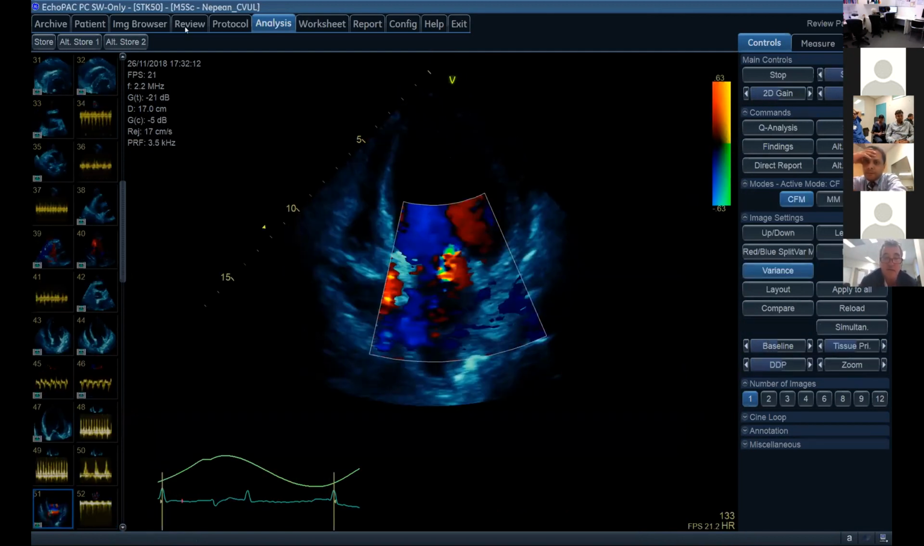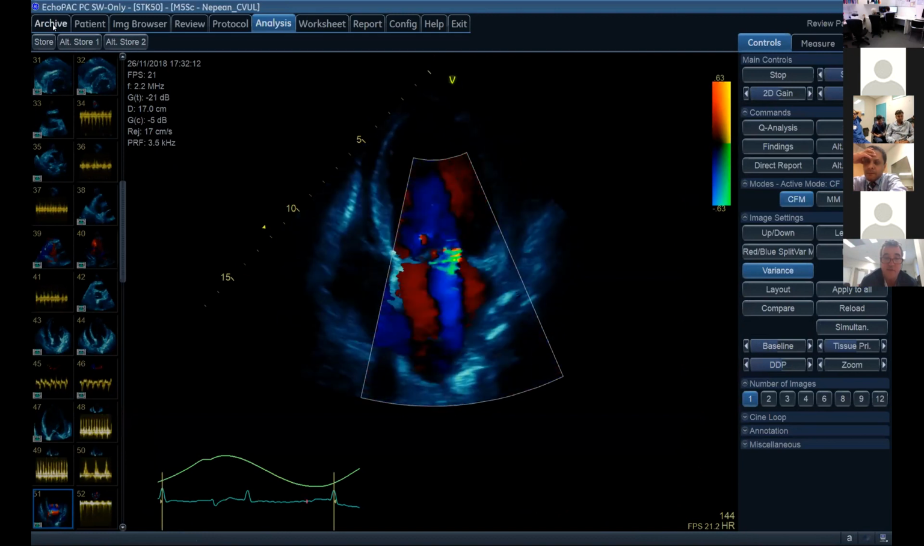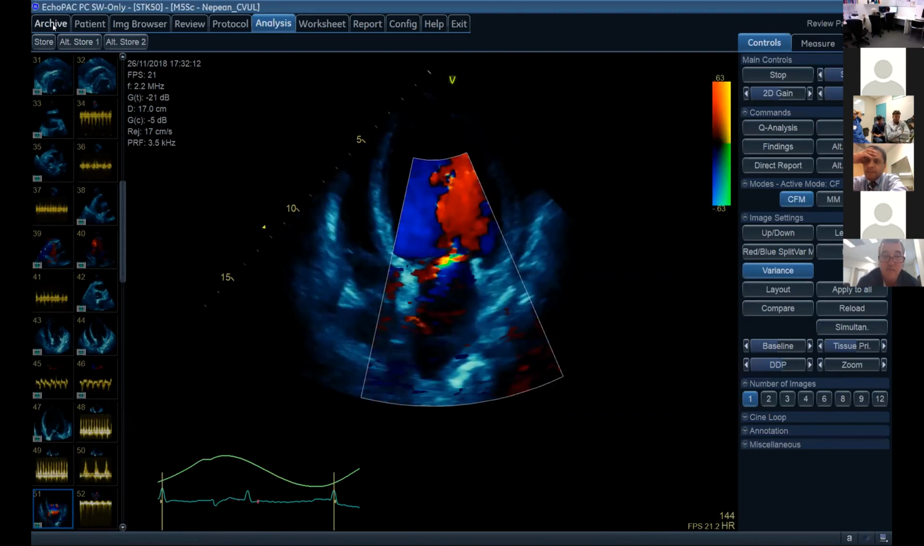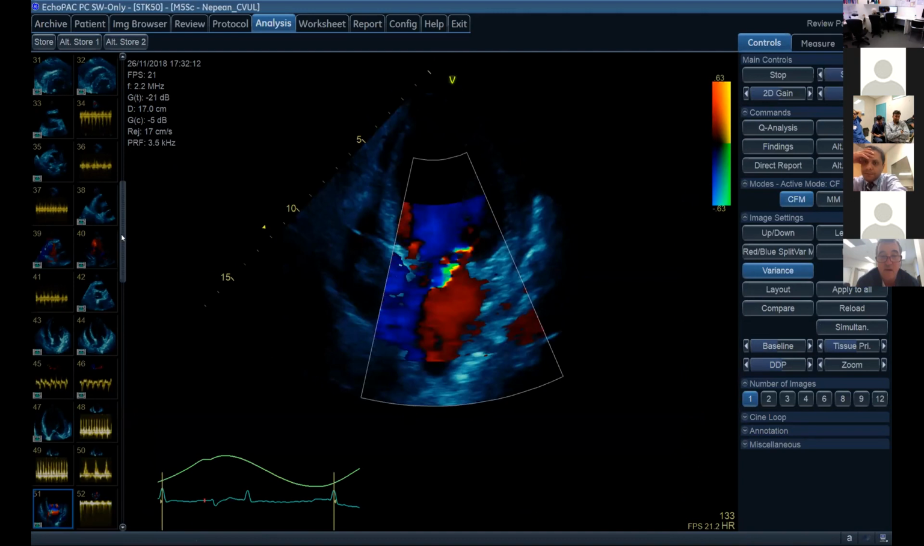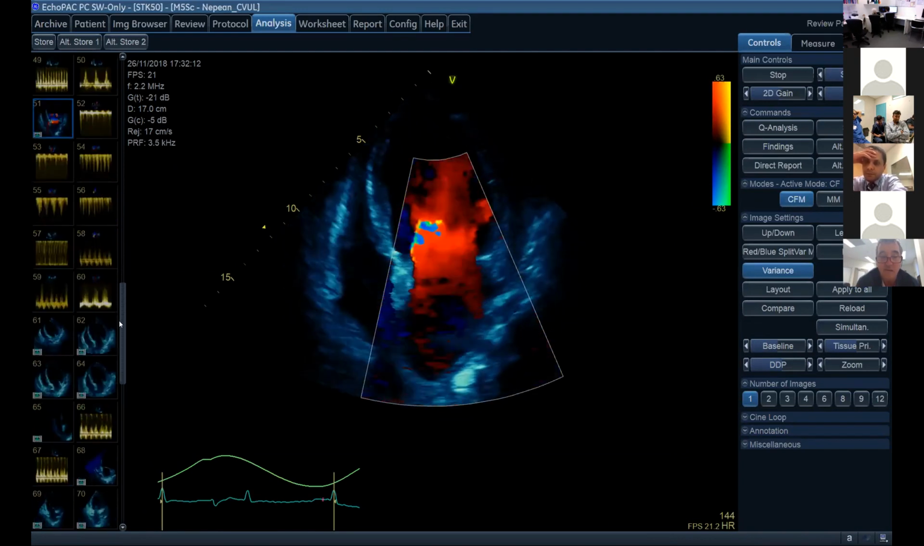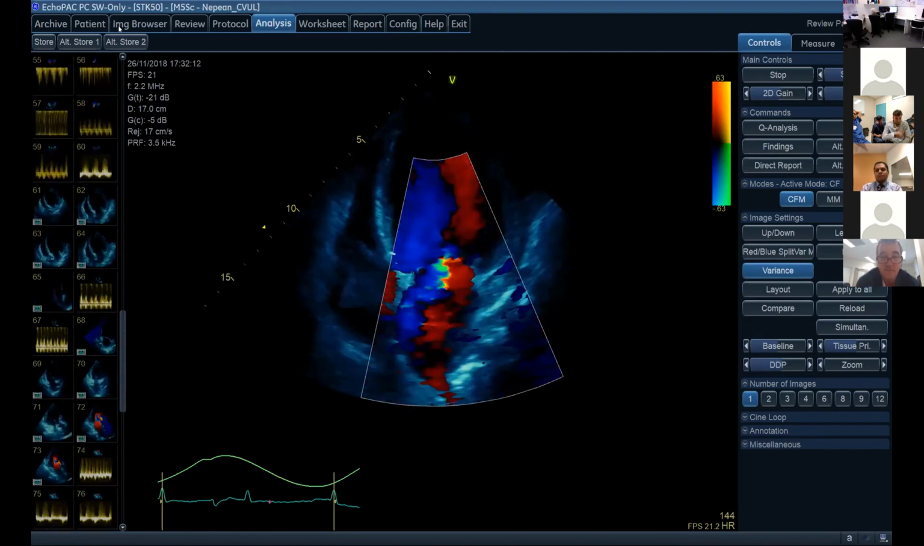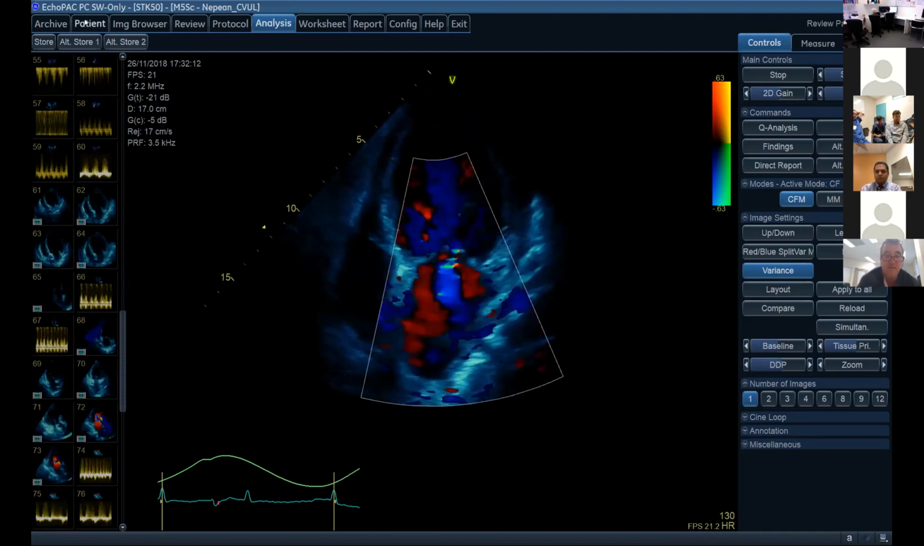In the interest of time, I might just skip to the next case unless there's anything about that. That was the main crux of that case, just to show you that sometimes you can have features, but not all of them. And I still think that sometimes that necessitates draining effusions.